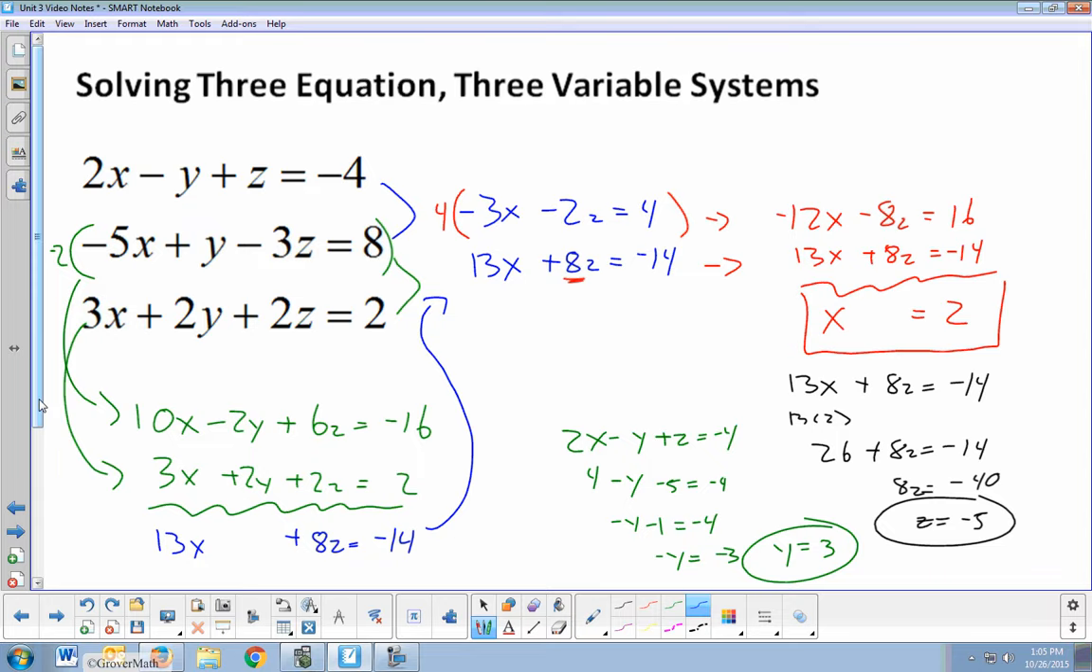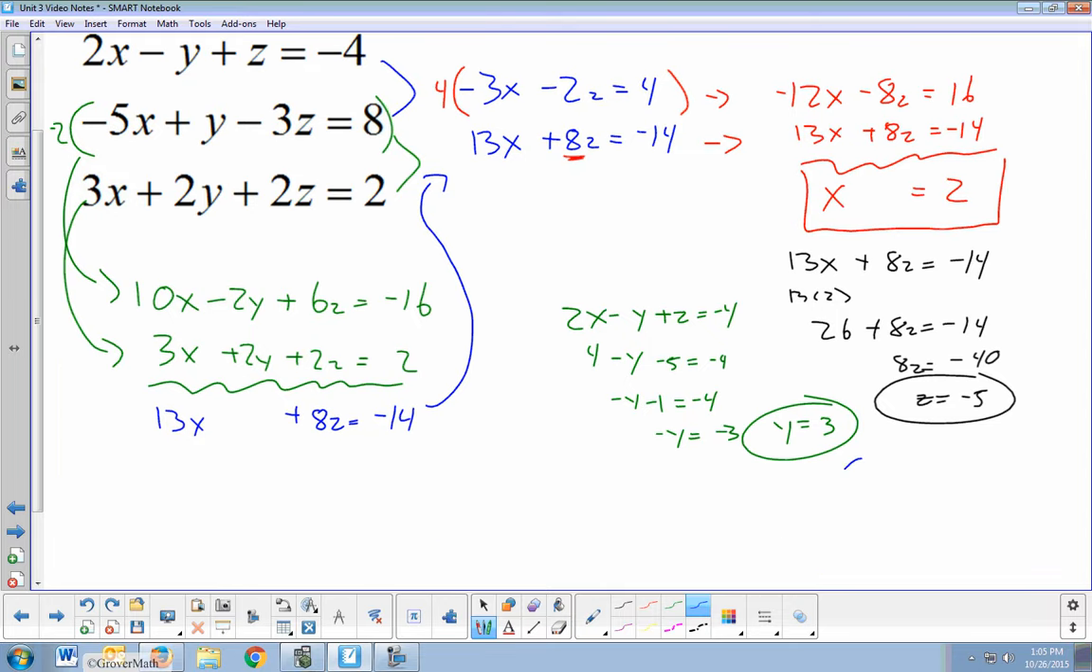I want to write my final answer as a 3-dimension coordinate, x, y, z. Just like you're used to x comma y, well, this is going to be x comma y comma z. It goes in alphabetical order. So 2, 3, and negative 5.